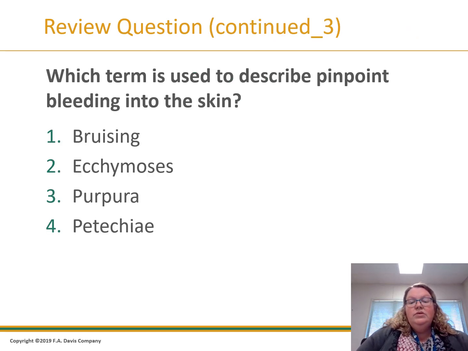Which term is used to describe pinpoint bleeding into the skin? And that would be number 4, petechiae. Petechiae is whenever somebody is taking, like they're on Coumadin, little tiny hemorrhages happen in the skin. They look like little bruises, but it's just like purple flecks on the skin.